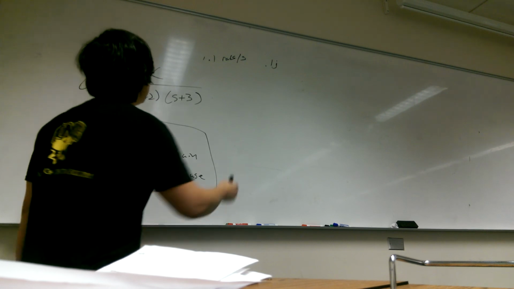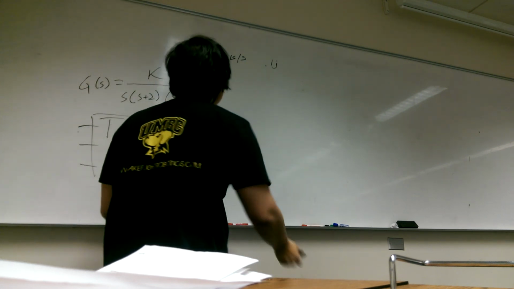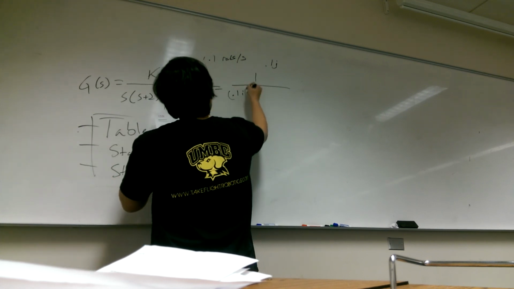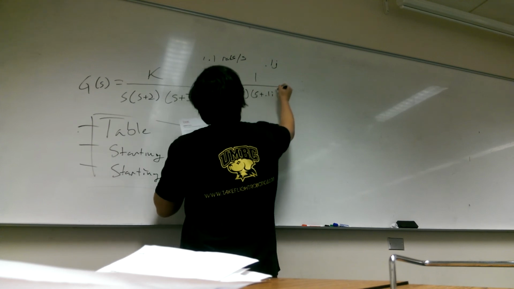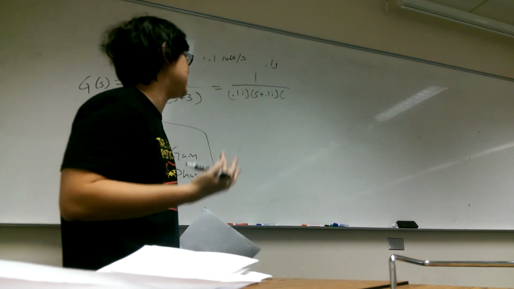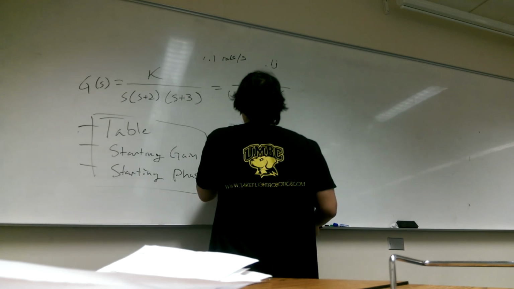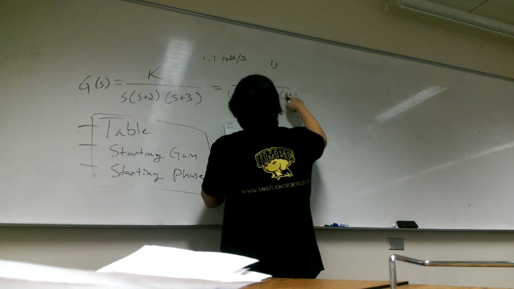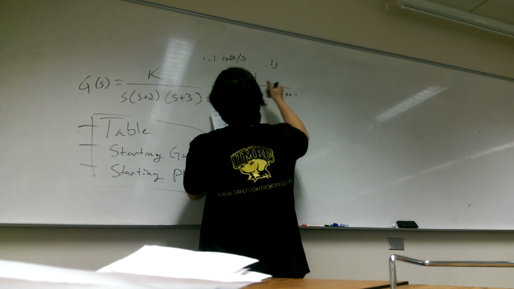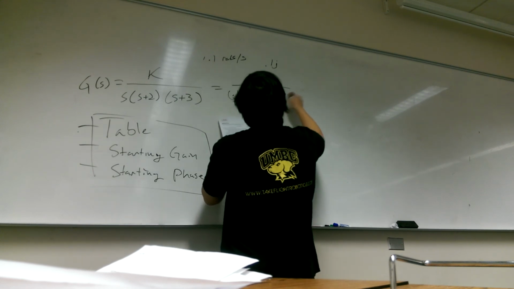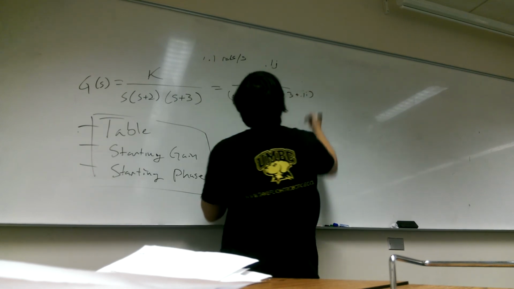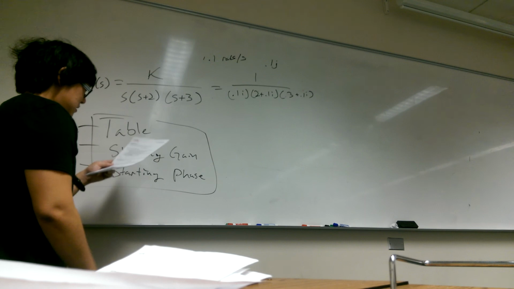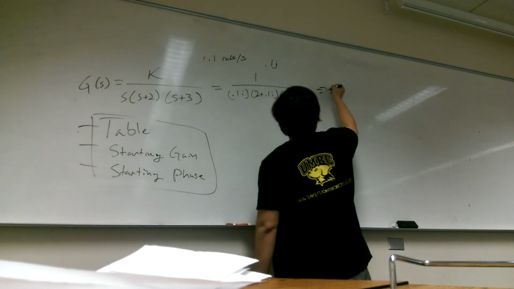So let's plug it in. In your calculator, there's no s, right? So it's just 1 over 0.1i times (s plus 0.1i), or sorry, this is wrong. It's 2 plus 0.1i, and then 3 plus 0.1i. Your calculator can do this calculation so easily. So it's 1 over 0.1i, (2 plus 0.1i), (3 plus 0.1i). I'm just plugging the 0.1i into all the s's, and if you plug that into your calculator, you get some complex number.